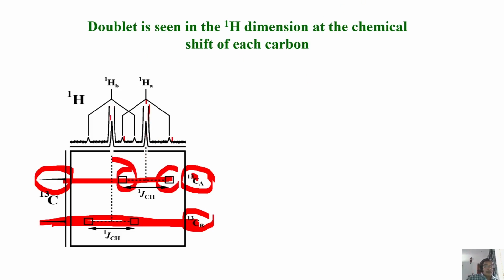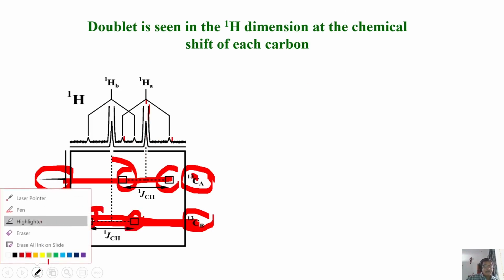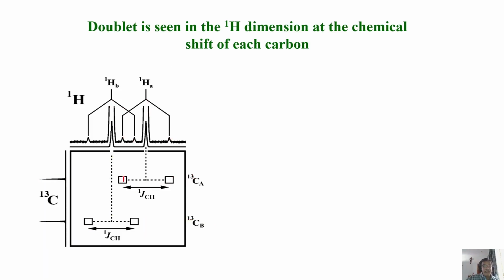Similarly, for this proton B, you have two peaks on either side, they are satellites. Understand? These two peaks are satellites for this carbon, these two peaks are satellites for this carbon. So the center of this gives you this proton chemical shift, the center of this gives you proton chemical shift. And this difference is the J coupling. This difference is the J coupling between carbon A and the proton attached to it. This is the J coupling between carbon B and the proton attached to it.